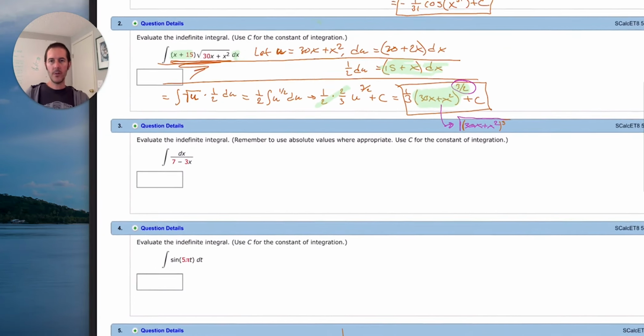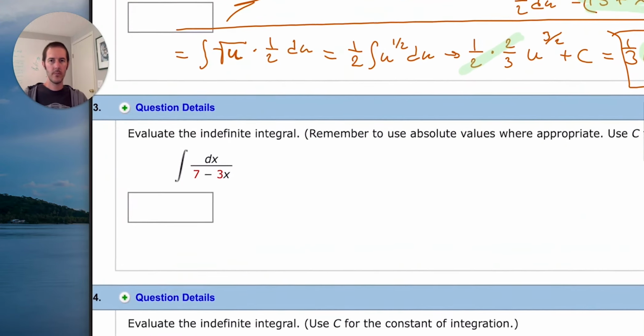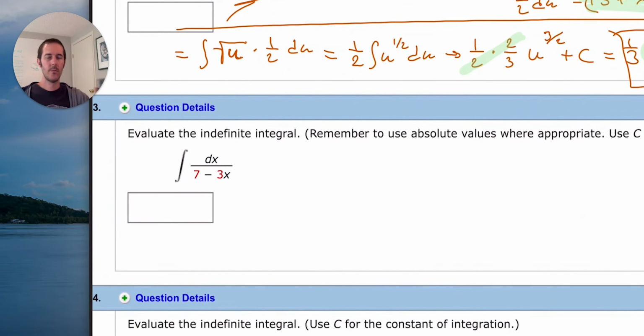This next one is interesting. Take a look at this for a second. What do you think the u value should be? Not many options, are there? Maybe it's just the 7. Maybe it's just the 3x. Maybe it's negative 3x. Maybe it's 7 minus 3x.